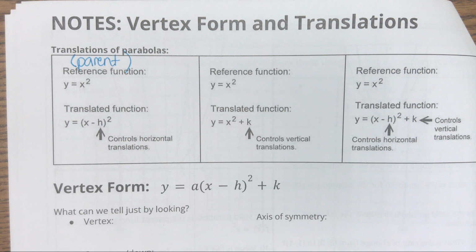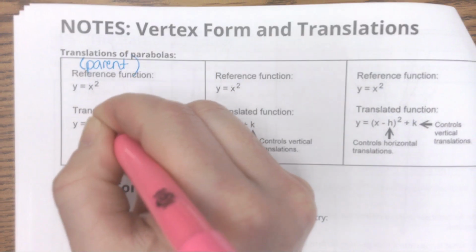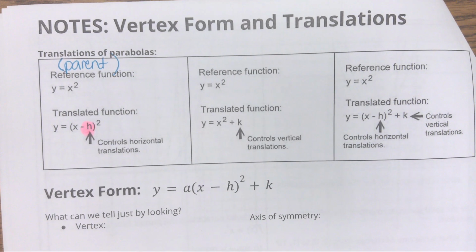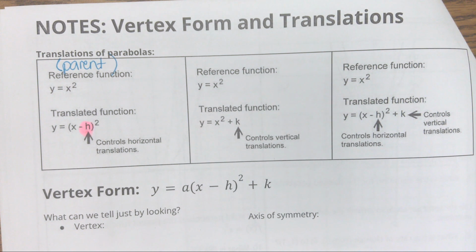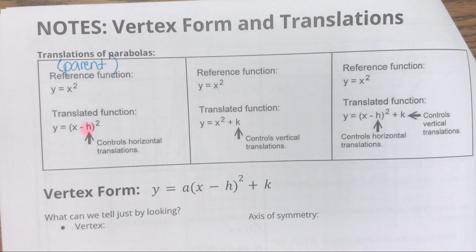You should know that. It's going to help you later, like what we're doing today, because today we're going to talk about how to move it. So if you see inside the parentheses that we have of x minus a number, that is going to control how it moves horizontally. Horizontally is left and right.